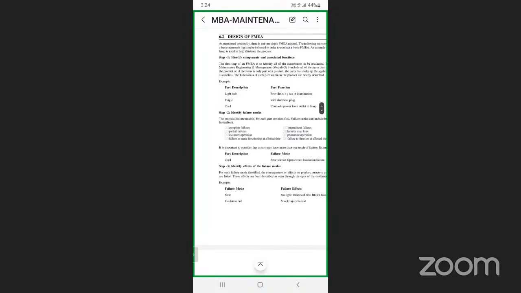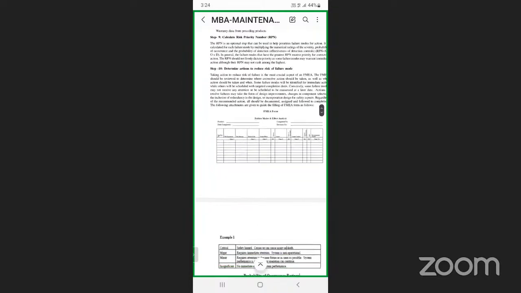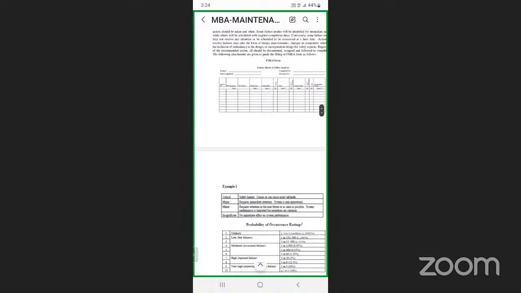Okay, is it clear? A very important topic, right? Excuse me, ma'am. Yes, sir. May I know in reality where FMEA is used, ma'am? In what kind of industries or where exactly is it used?